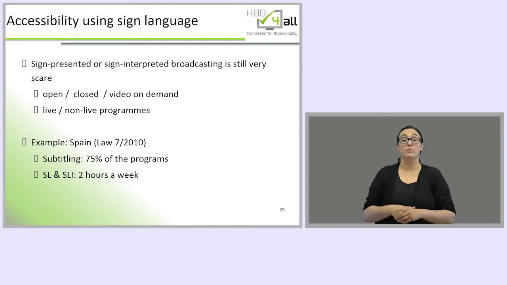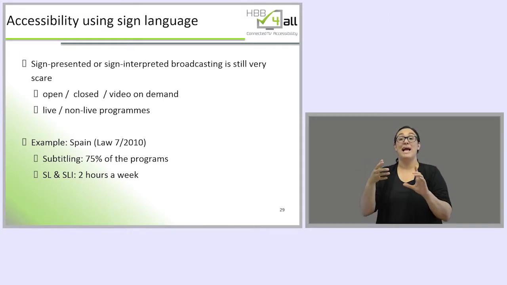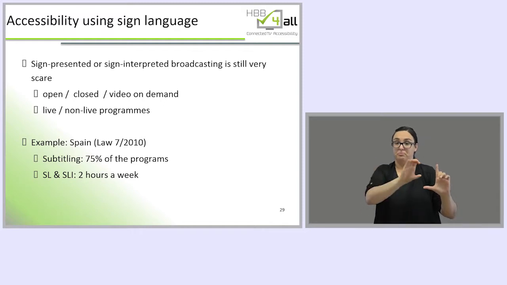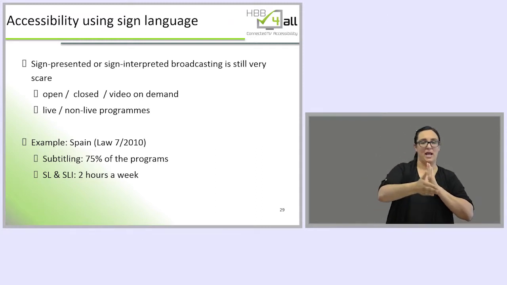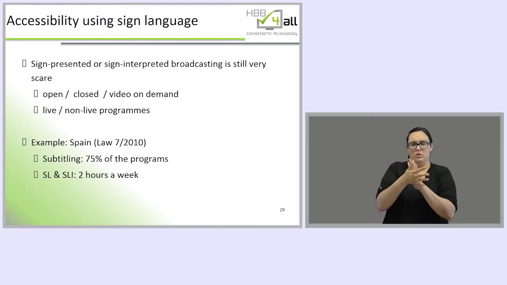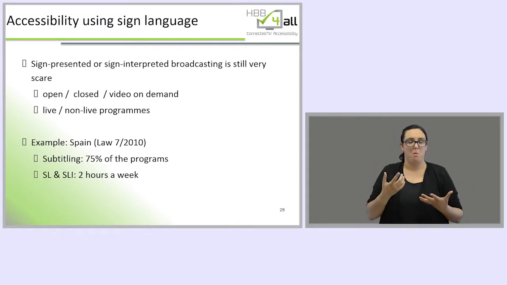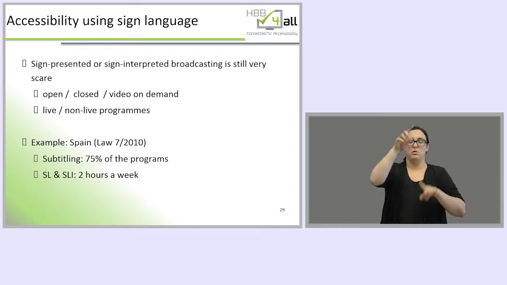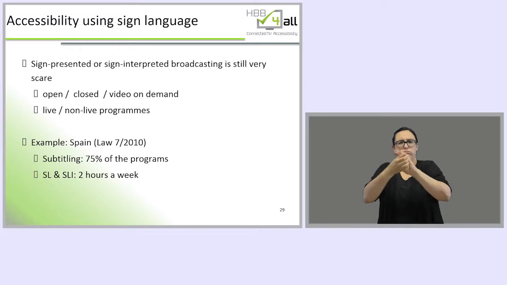And also, if accessibility with sign language can be granted through video on demand. Another difference in the quality of the sign language interpretation is whether the program is live or non-live. So we will talk about different possibilities and best practices, but we have to bear in mind that the services that use sign language may vary greatly in the preparation time, the linguistic content, the speed, and other issues.